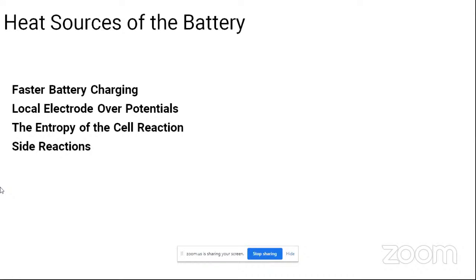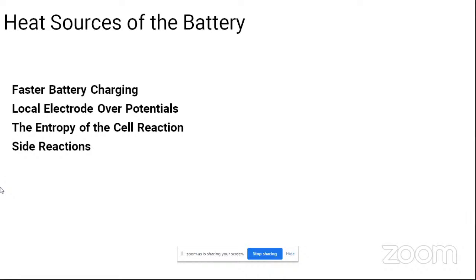Every cell has electrodes, the cathode and anode. Some electrodes get an overpotential. That is also a reason for the heat source of the battery pack. Third, the entropy of the cell reaction. When there is a reaction in the cell, that is what causes the flow of current in a battery cell. Suppose there are some defects; in that condition also, the battery pack will generate heat.